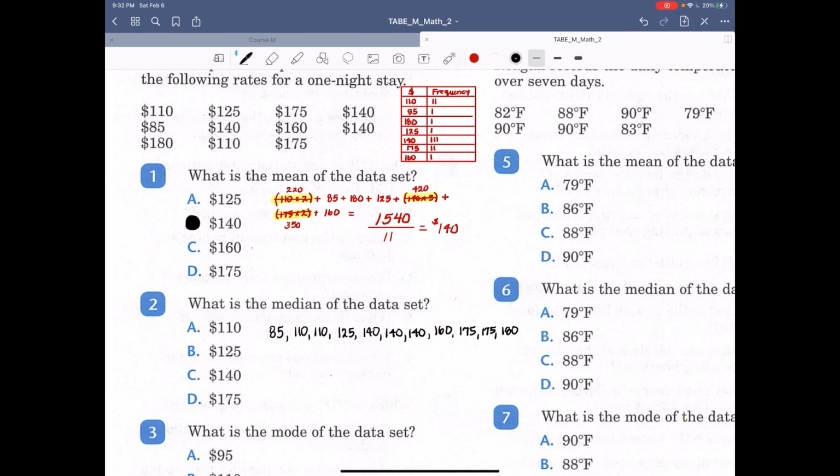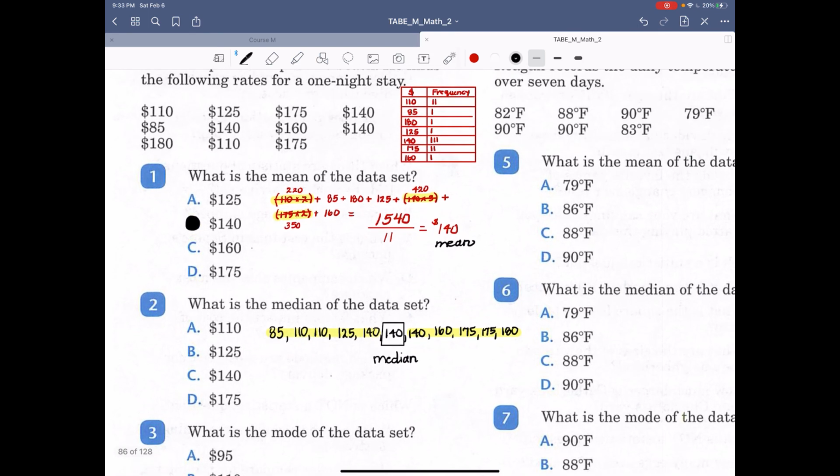Then the median is going to be the one in the middle. So if the number is 11, halfway would be 5.5. So we would say here 1, 2, 3, 4, 5. 1, 2, 3, 4, 5. The score in the middle is 140. That is the median. 140 was also the mean, the average.